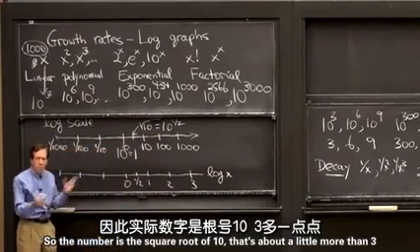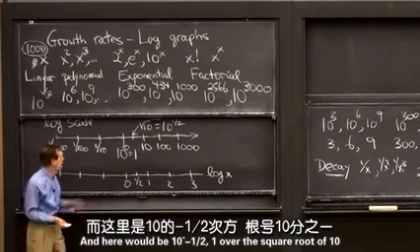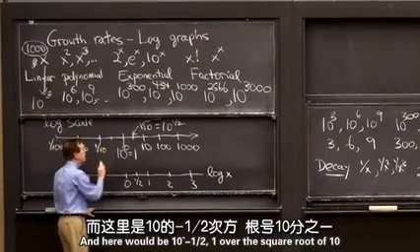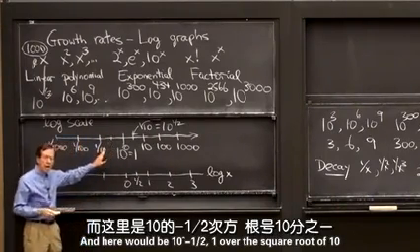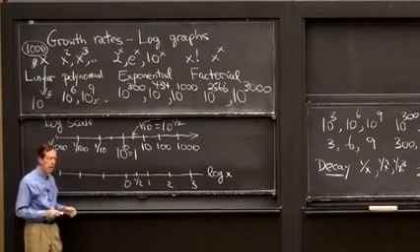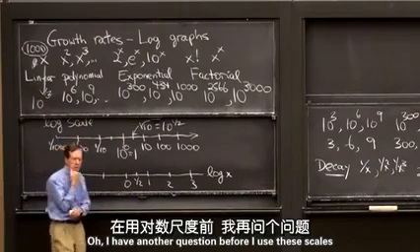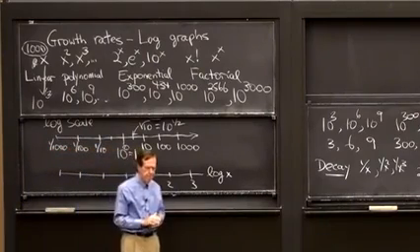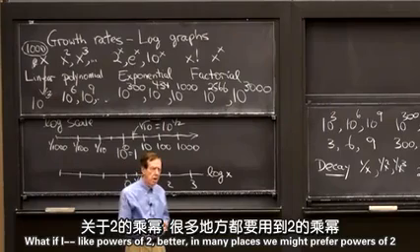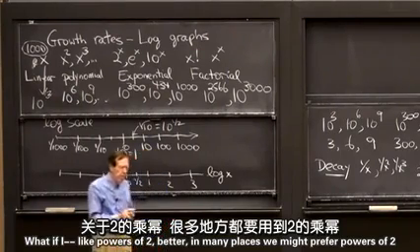That's about 3, a little more than 3. And what would be here would be 10 to the minus 1/2, 1 over the square root of 10. So you see that picture. Oh, I have another question before I use these scales. What if I liked powers of 2 better? In many cases, we might prefer powers of 2.